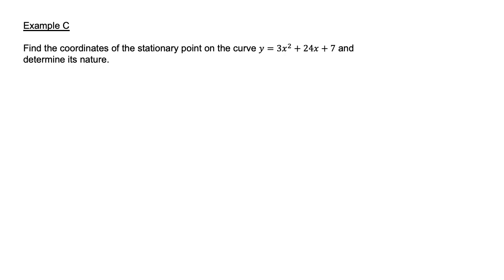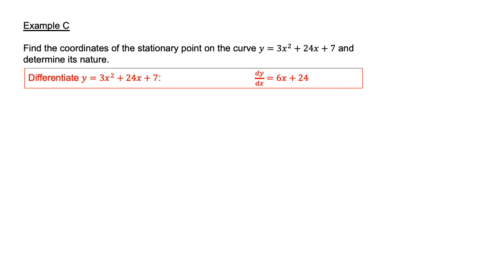So here is a standard exam question where we're asked to find the coordinates of the stationary point on the curve y equals 3x squared plus 24x plus 7 and determine its nature. So the first thing we do is differentiate and work out dy by dx. In this case, it's 6x plus 24.